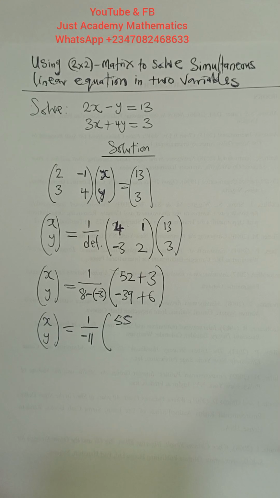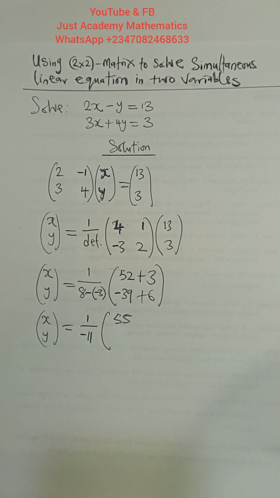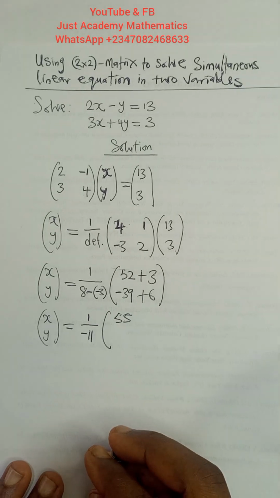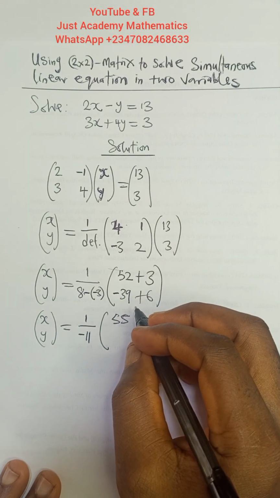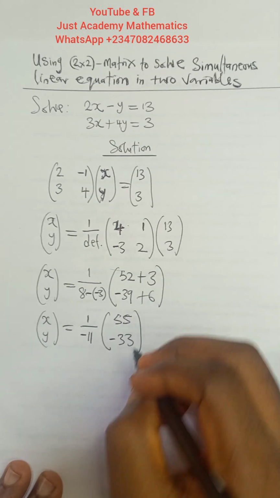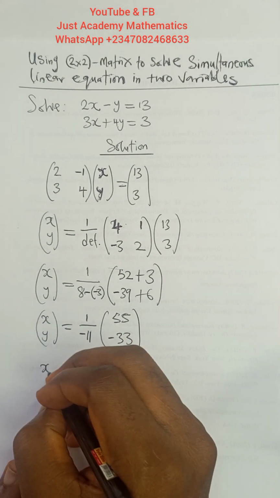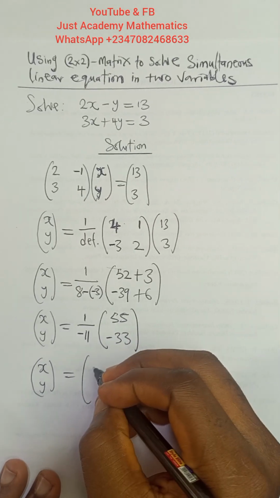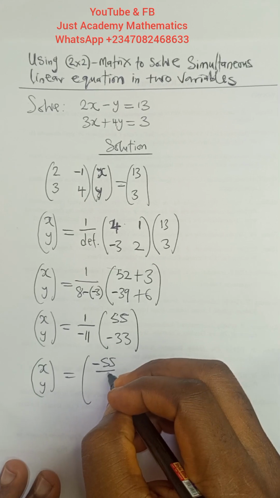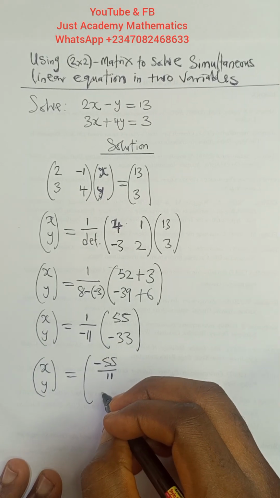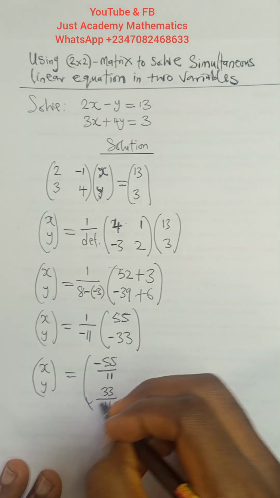Minus 39 plus 6 will give us, so that will give us minus 33. Are you with me? Minus 39 plus 6 is minus 33. So finally, we have that xy is now equal to what? This going to here will give us what? Minus 55 over 11. And this coming here will give us positive. Minus times minus is plus. So that is 33 over 11.